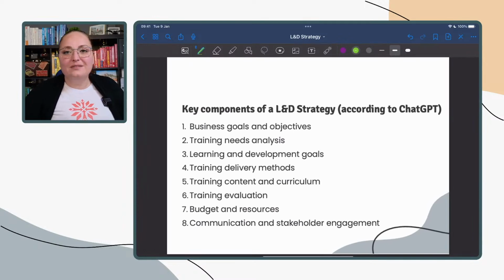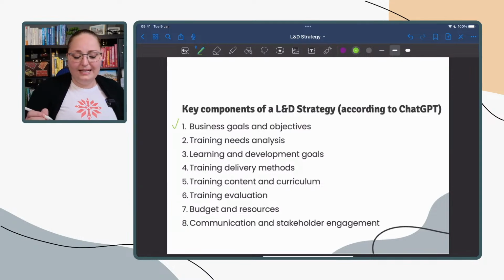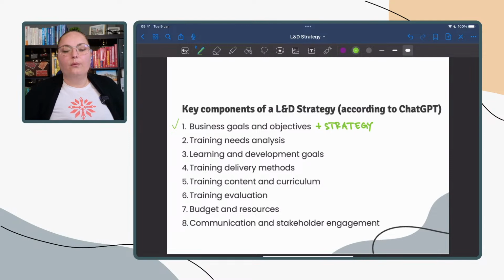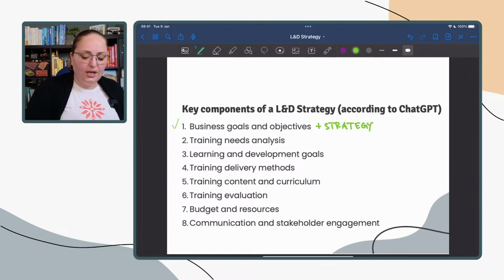The key components of an L&D strategy, according to ChatGPT, should be the business goals and objectives. Tick. Absolutely, 100%. The training needs analysis. Oh, one thing specifically about the business goals and objectives, one thing I would add here is the strategy, because you want to be understanding of where the company wants to go and how it intends to get there. So strategy, 100%.